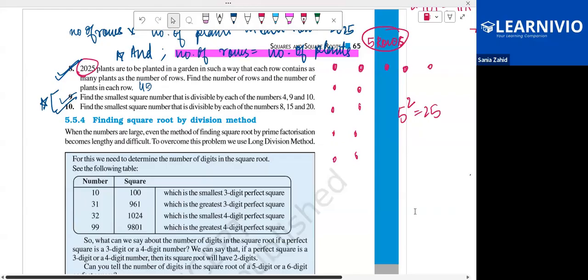Ma'am, I don't understand the 10th question. Can you explain it when we are discussing it? Did you understand the ninth one? Yes, ma'am, kind of. Okay, so please do the ninth one first. We'll discuss the ninth, then only we'll move to the 10th. Okay, ma'am.